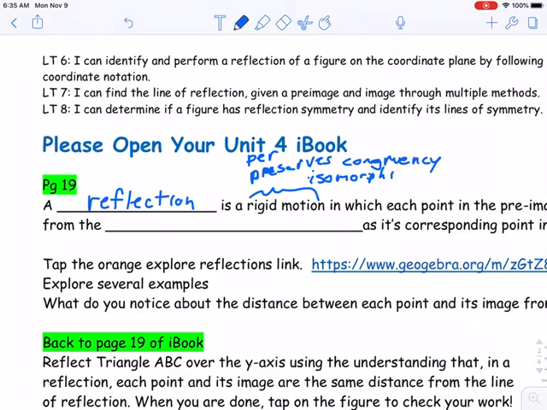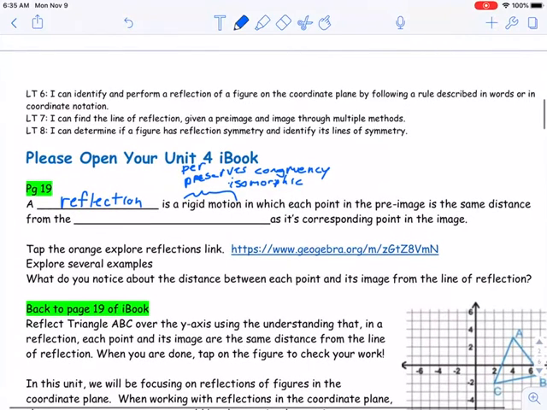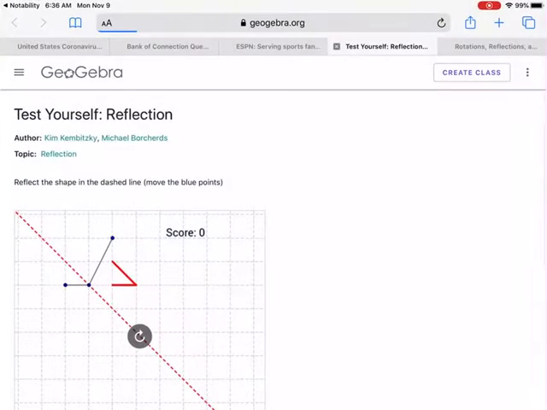Those are other words you'll hear, in which each point in the pre-image is the same distance from the line of reflection as its corresponding point in the image. So we're going to tap this link and we're just going to play around with some reflections for fun. All right.